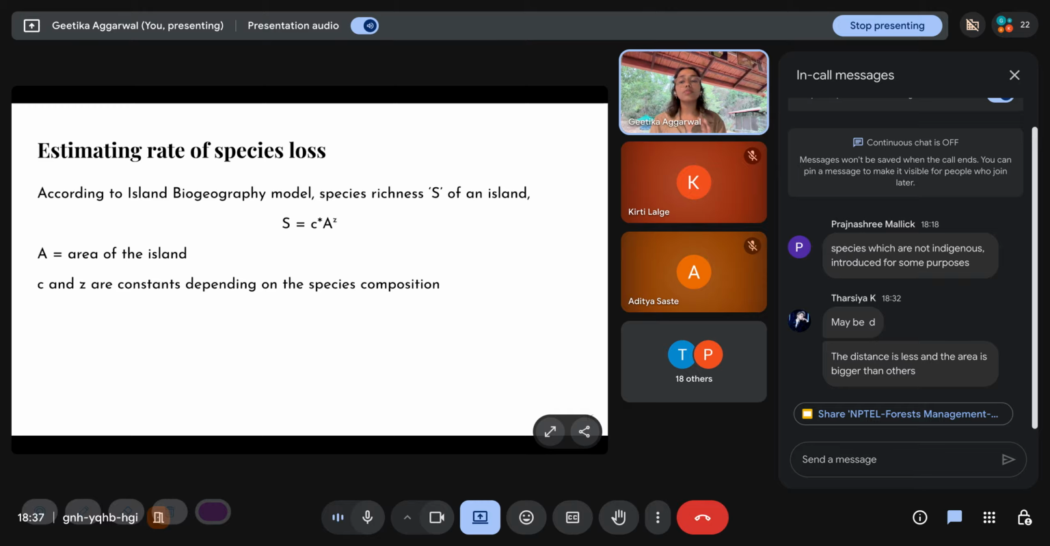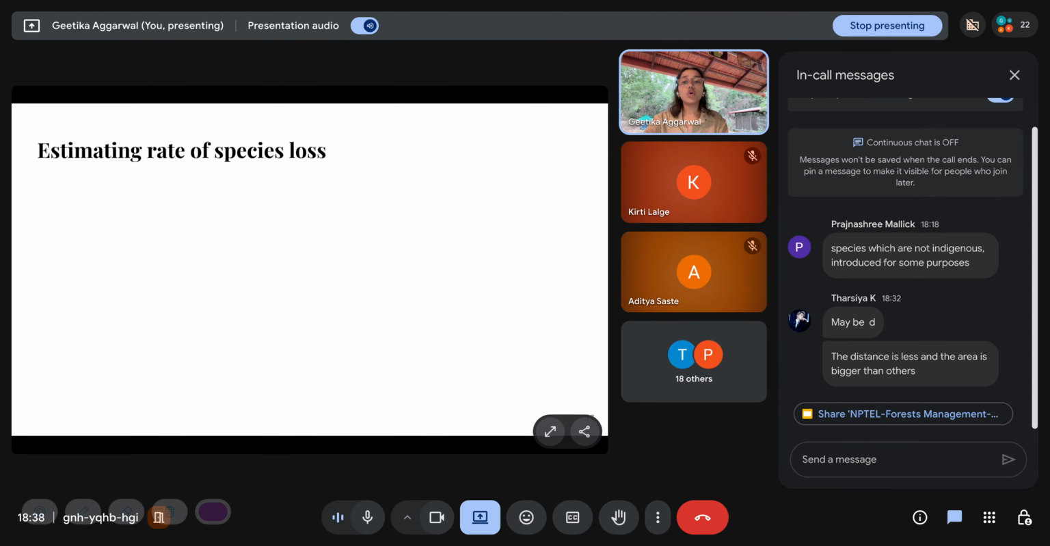So that is why, when we talk about estimating the rate of species loss, you can use the island biogeography equation, where S, the species richness, depends upon the area raised to the power of Z, which is a constant that depends on the species composition. Now, what has been found is that Z mostly varies between the values of 0.15 and 0.35.